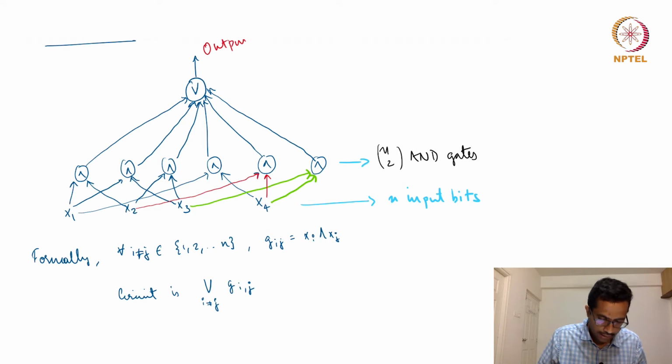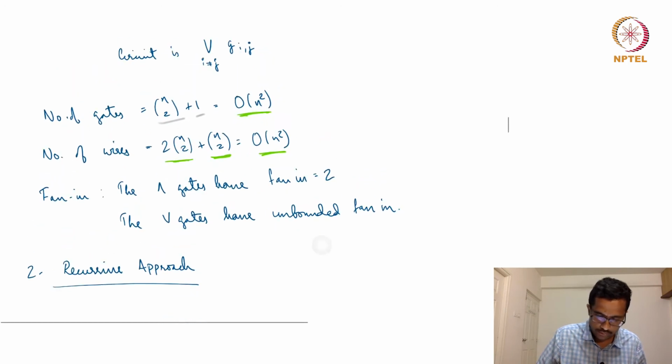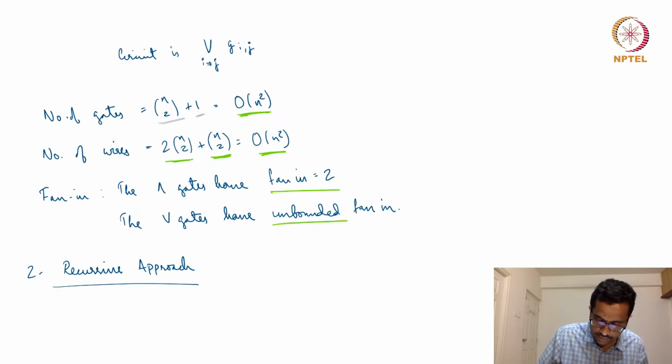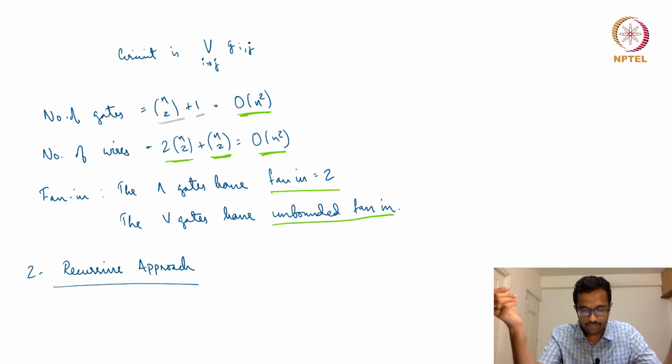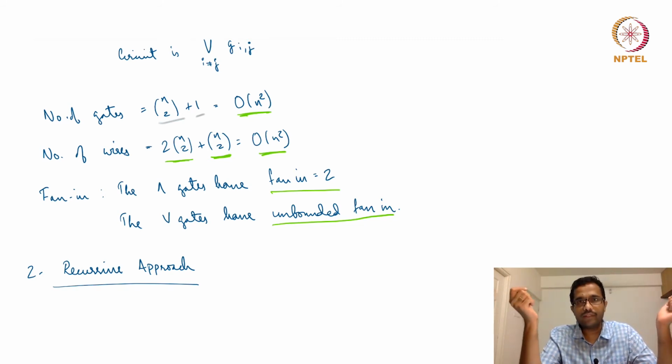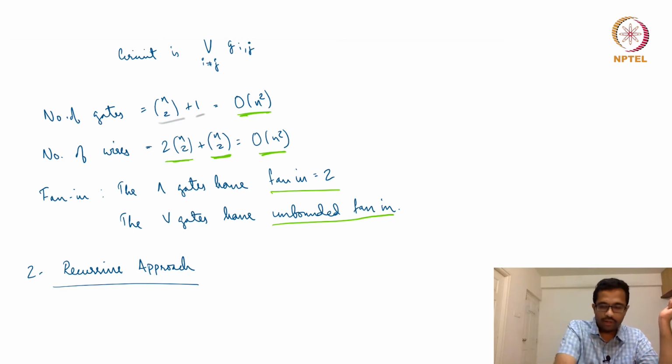So here all the AND gates take fan in 2, but the OR gate has fan in n choose 2, right. And n choose 2 is what we call unbounded, meaning the number of inputs, or the fan in, for that gate is dependent on the input itself. If n is bigger, then the fan in will also be bigger, but for the AND gates it's always 2, so it is fixed, whereas the OR gate is unbounded. When the input increases, the number of inputs to the OR gate increases. So that is what we call unbounded fan in.